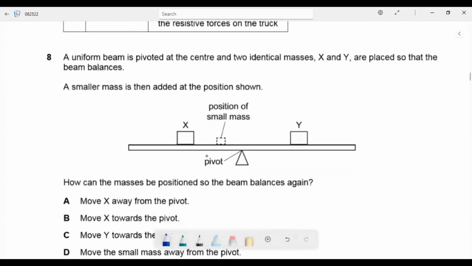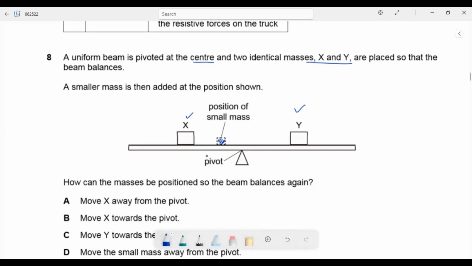A uniform beam is pivoted at center with two identical masses X and Y placed so that the beam balances. X and Y are there. The beam is balanced on this pivot. A smaller mass is then added, so a smaller mass is added in this position. How can the masses be positioned so that the beam balances again?